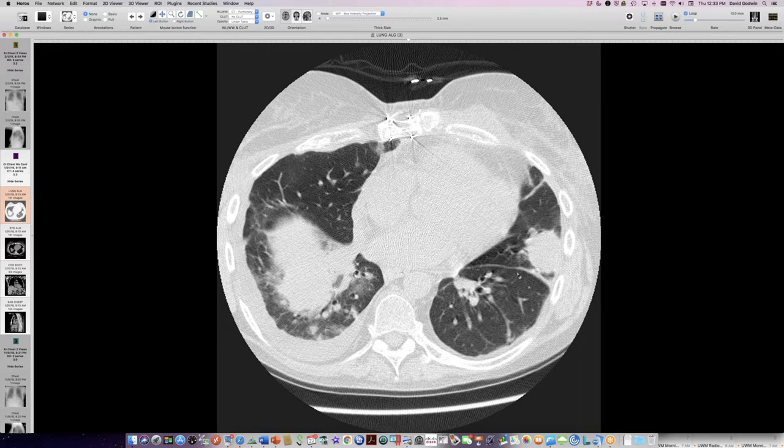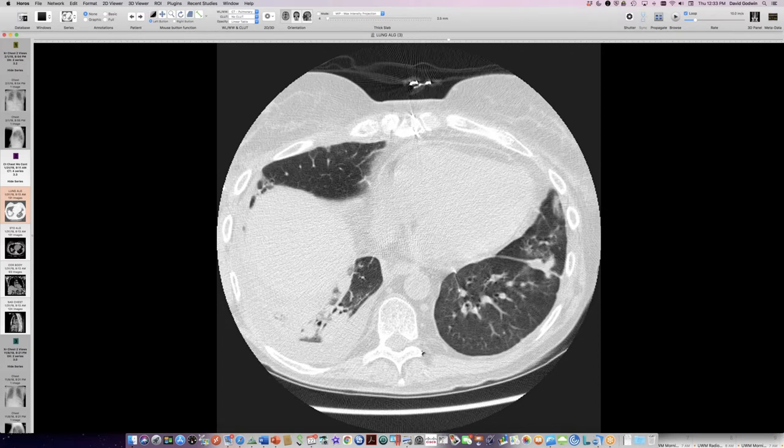So, a case of lots of PTLD nodules, complicating lung transplant, the result of earlier stem cell transplant. Some people just get all the luck.